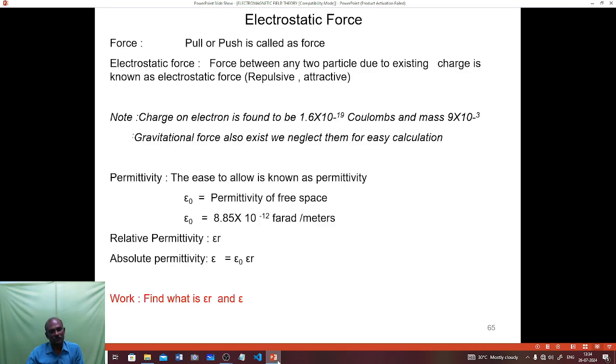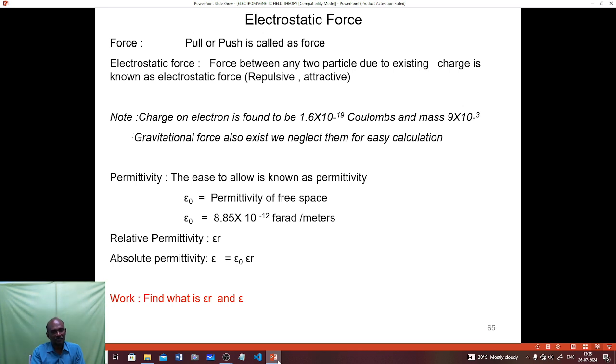Electrostatic force. The electrostatic force is nothing but the force exerted by one charge on another, say a 1 coulomb charge. So that force is called electrostatic force. The force between any two particles due to existing charge is known as electrostatic force. Here, any one of the charges is of 1 coulomb. And now the various parameters involved in electrostatic force.